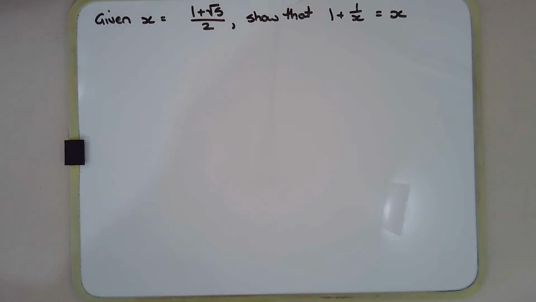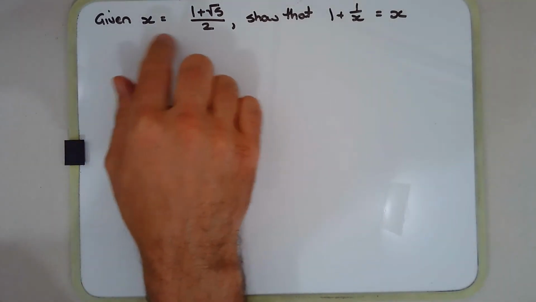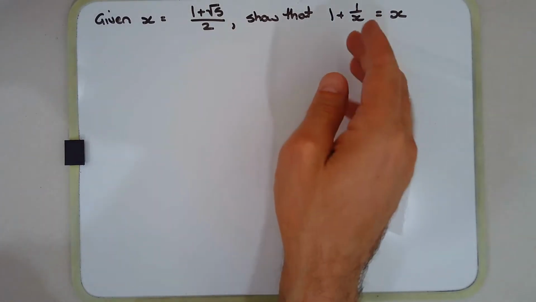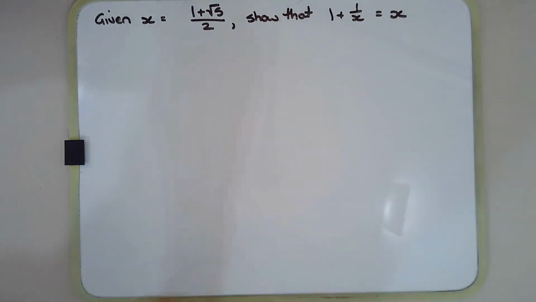Here's a question involving surds that goes a little bit beyond just rationalizing the denominator. So let's have a look at the question. Given x equals (1 plus root 5) on 2, show that 1 plus 1 on x is equal to x.